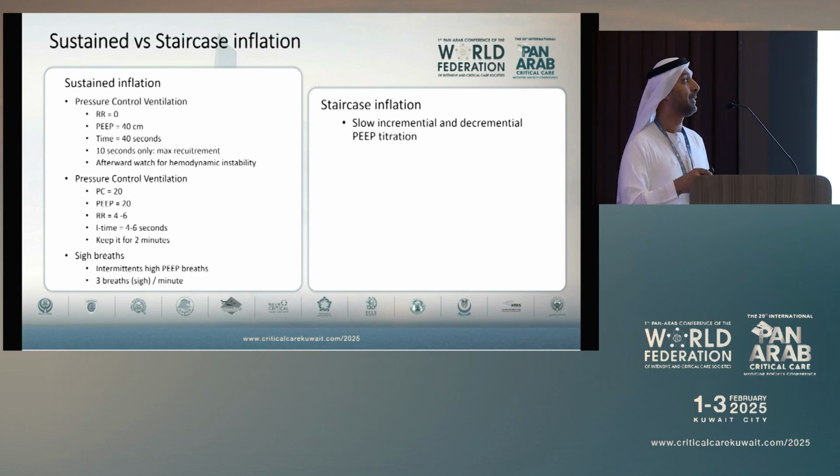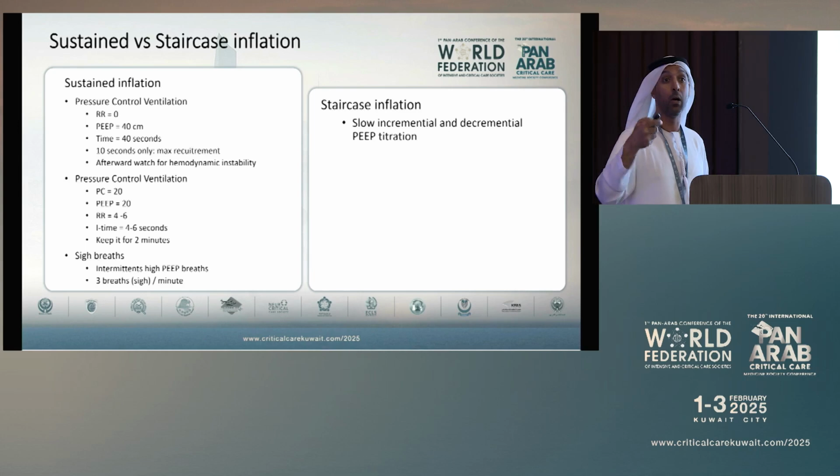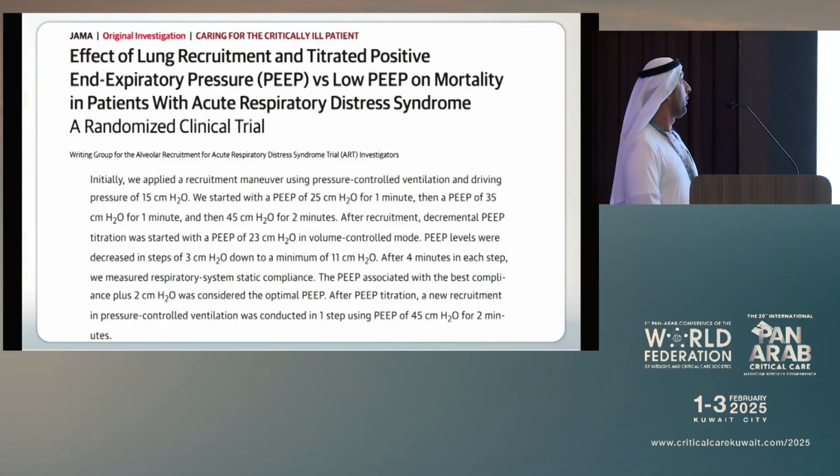The other one is staircase inflation. You increase the PEEP gradually until you reach what we think is the optimal PEEP. In the literature, there's a big randomized controlled trial in adults about recruitment maneuver. They increased the PEEP to 25 for 1 minute, then to 35 for 1 minute, then to 45 for 2 minutes.